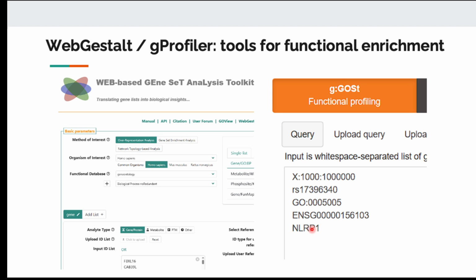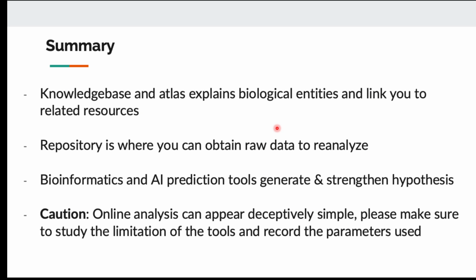Okay. Some of these you have used before, like WebGestalt, where you can put in a set of genes and get back the enriched biological functions or biological processes. Another tool that I want to introduce is g:Profiler. They also have functional annotation tools with a different visualization. So depending on what you like, you can try both services. Okay, so that's everything I want to mention today.